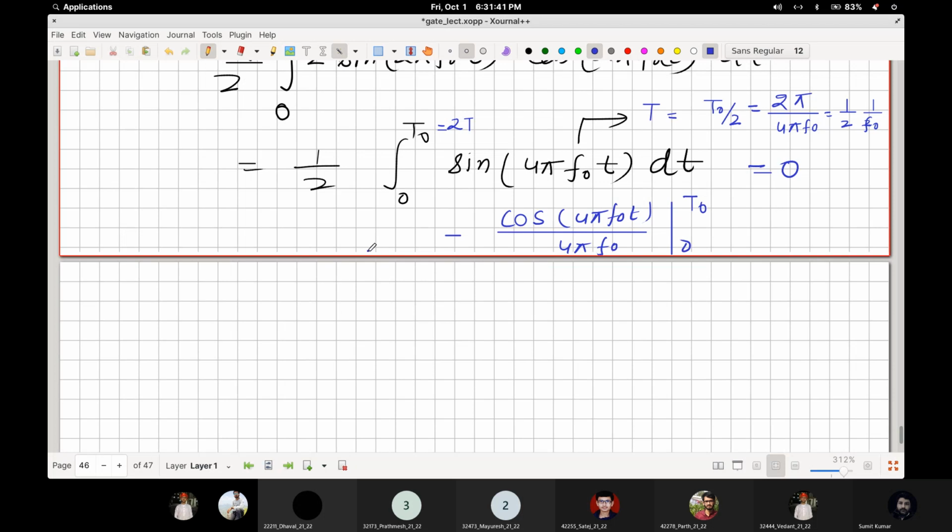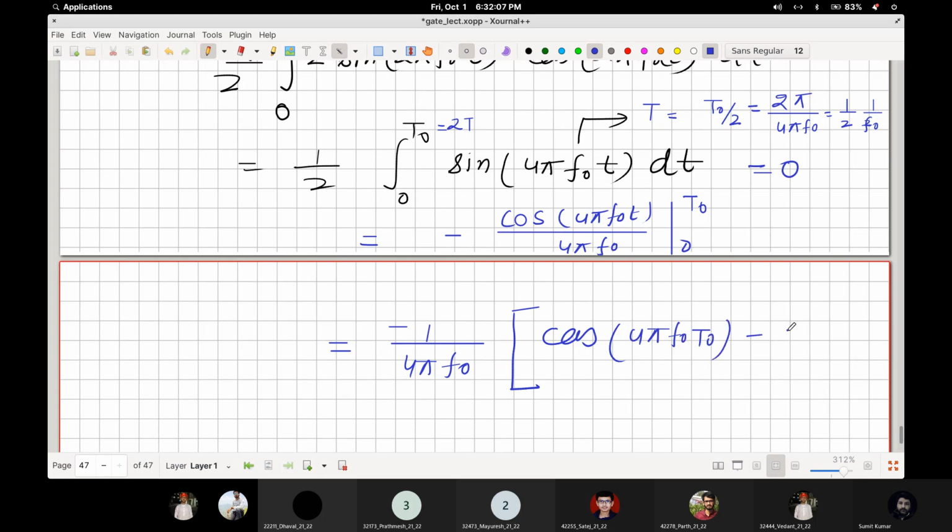Okay, so what is this going to be? If we put this, I can take minus 1 by 4 pi f naught common here. And then what will I be having? Cos of 4 pi f naught t naught minus cos of 0, that is equal to 1. Cos of 4 pi f naught t naught, how much will it be? f naught t naught is equal to 1, isn't it? Yes, sir. So this will be 4 pi.